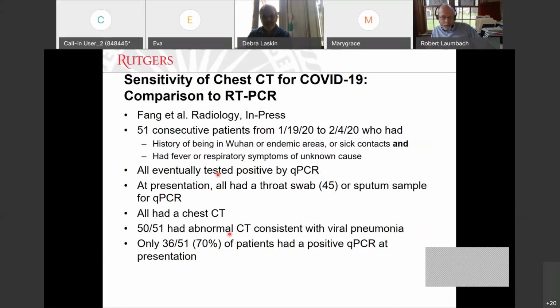And 50 of the 51 had an abnormal CT consistent with viral pneumonia, but only 36 of the 51, or about 70% of the patients, had a positive qPCR at presentation. So again, this is assuming that the ultimate diagnosis is correct.